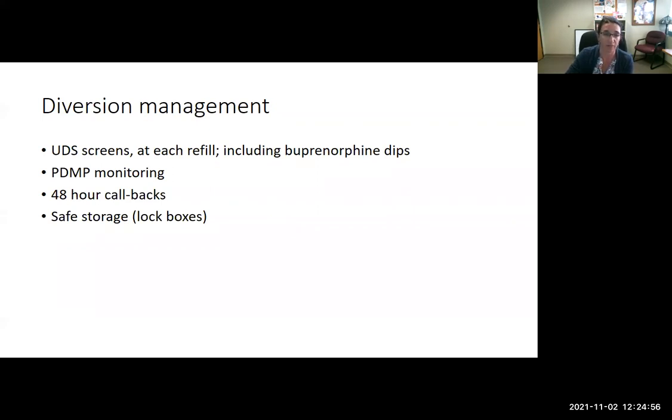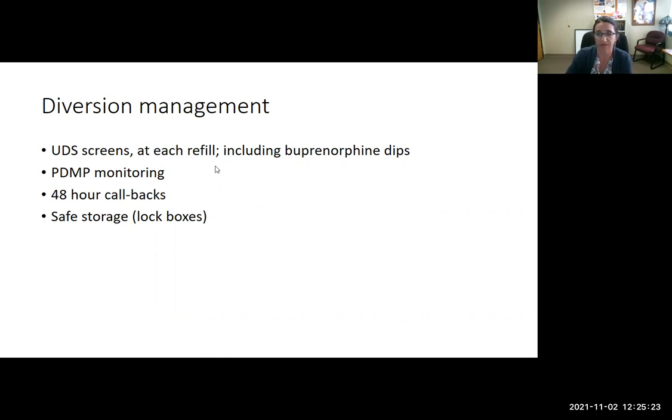We do check the PDMP every time you're prescribing. You can do 48-hour callbacks at our clinic. Our nurses have a list where they will, and patients understand ahead of time that they may during the year get a call asking them to return within 48 hours of the call and bring the prescription in with them to do a film or a tab count. Again, it's not a requirement, but this can help in terms of this diversion management.